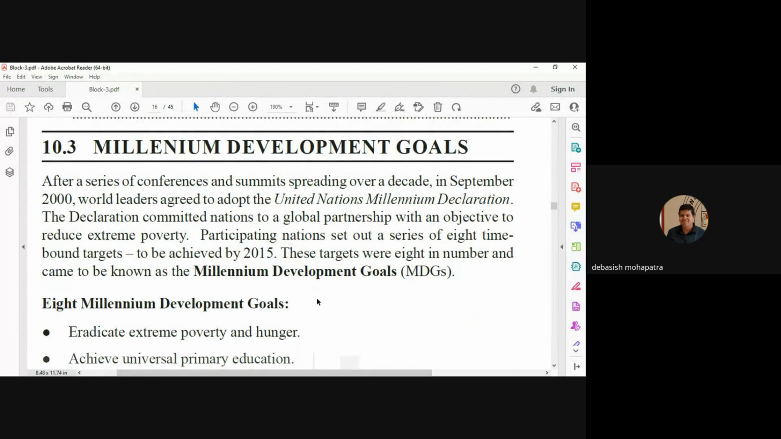So what is the Millennium Development Goal? After a series of conferences and summits undertaken over a decade, in September 2000, world leaders agreed to adopt the United Nations Millennium Declaration. Participating nations set out a series of eight time-bound targets to achieve by 2015. These targets were eight in number and came to be known as the Millennium Development Goals, or MDGs.